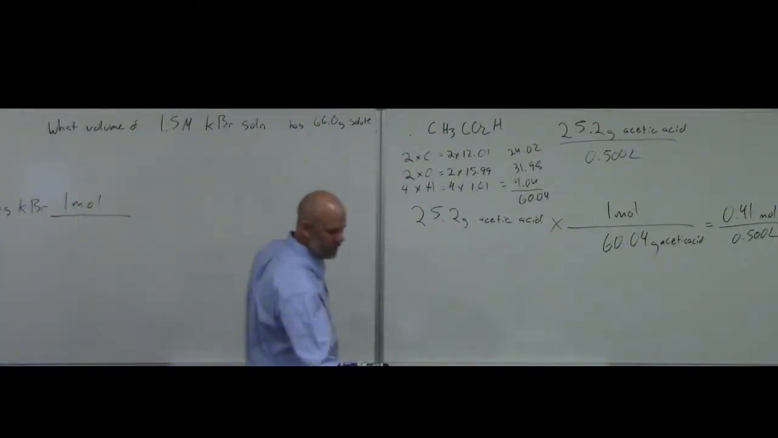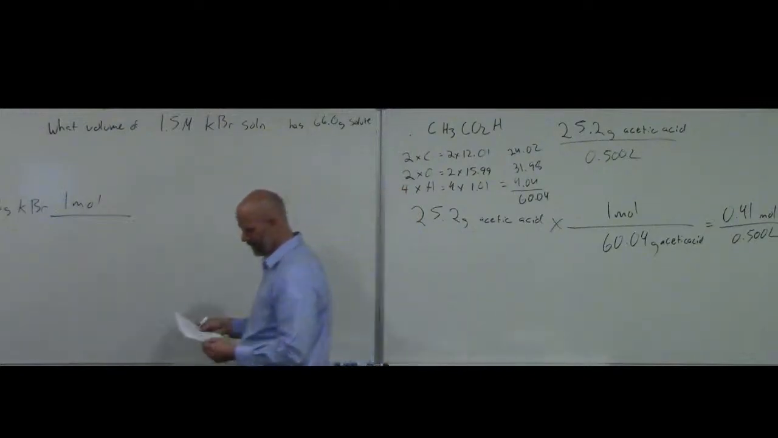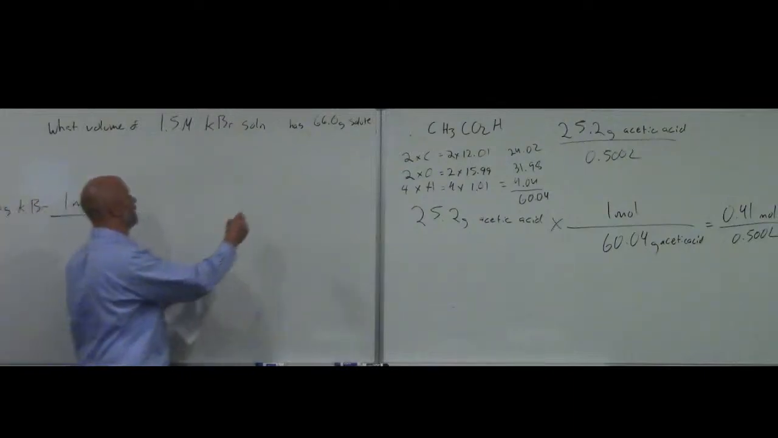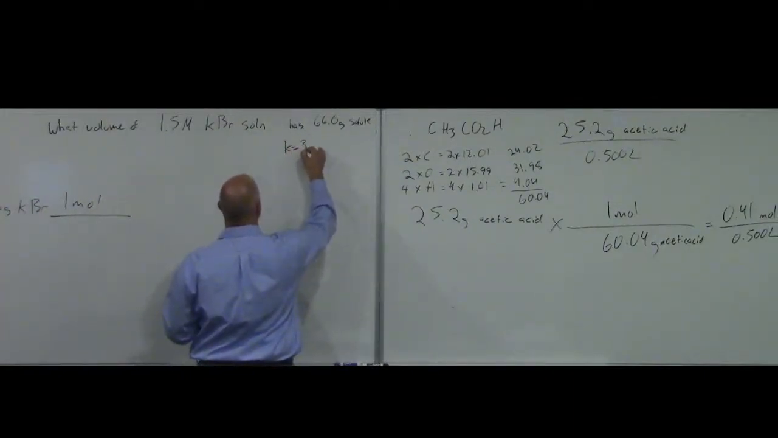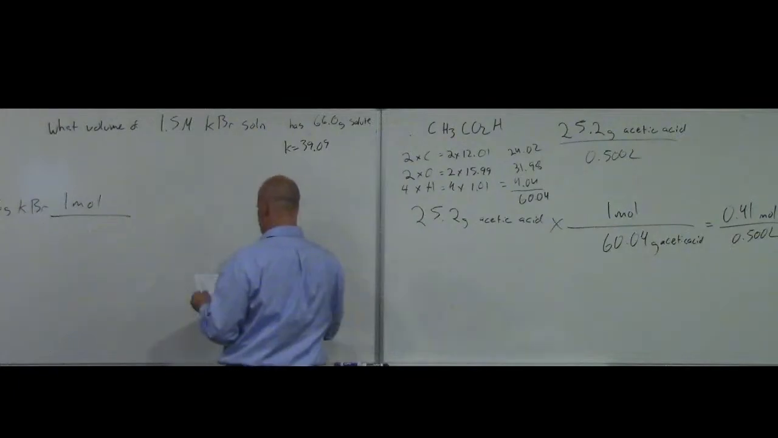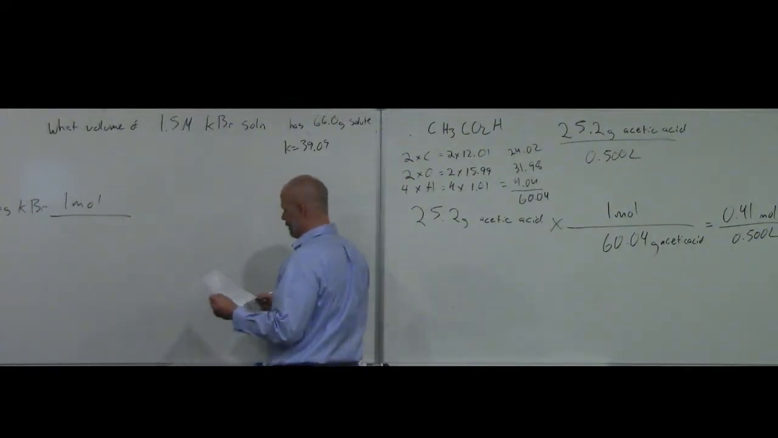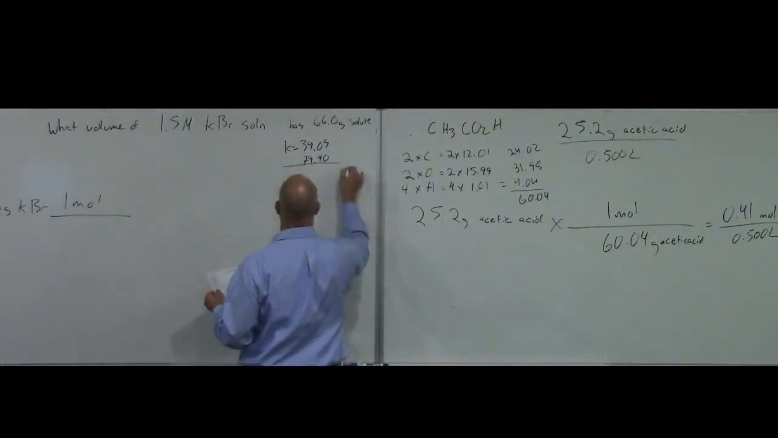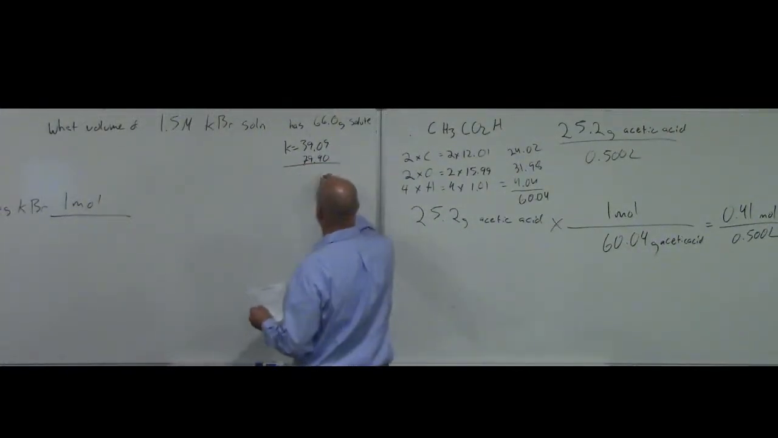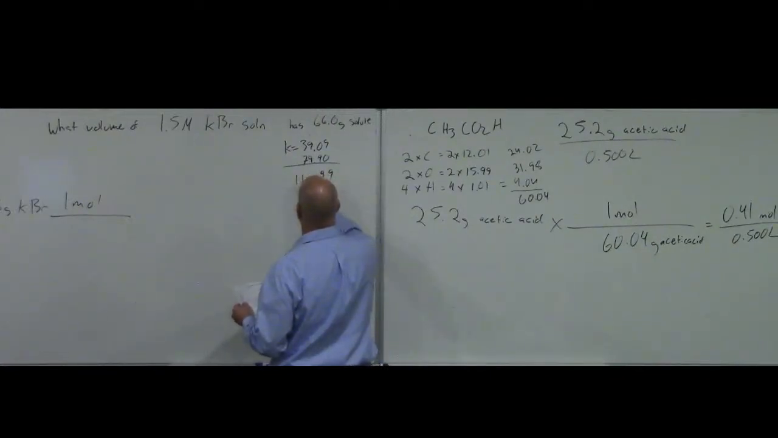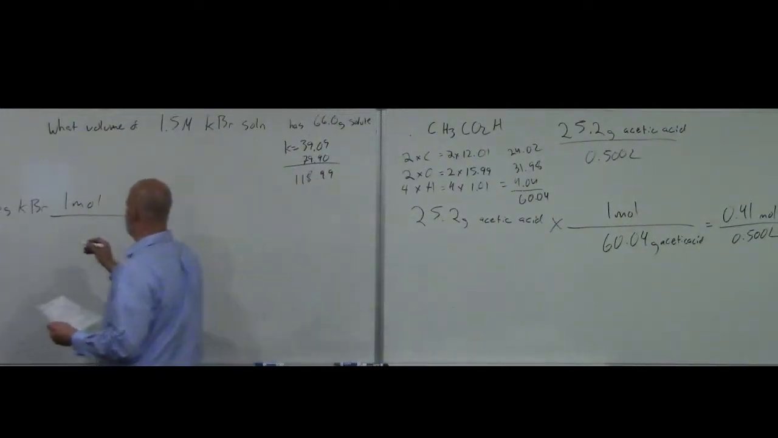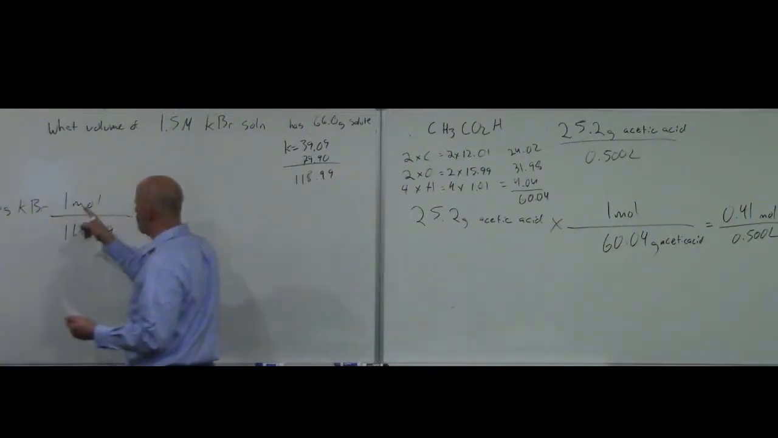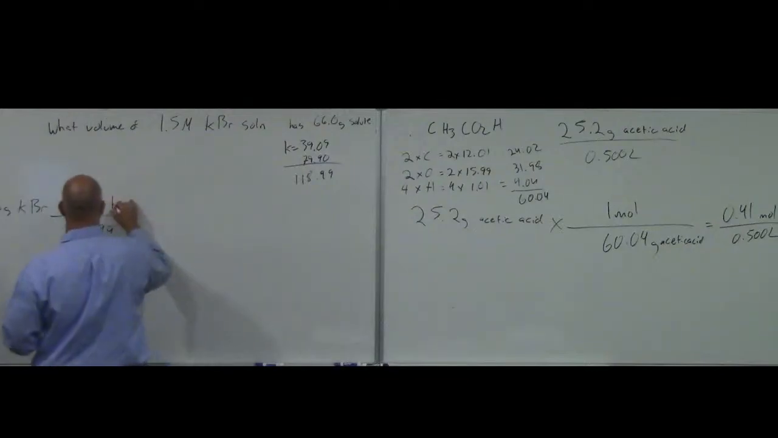All right, so potassium, 39.09. We'll write it over here. Potassium equals 39.09, and bromine is 79.90. When I add those two up, what do you get? 118.99. 118.99. So 118.99. That's going to give me the moles of KBr, right?